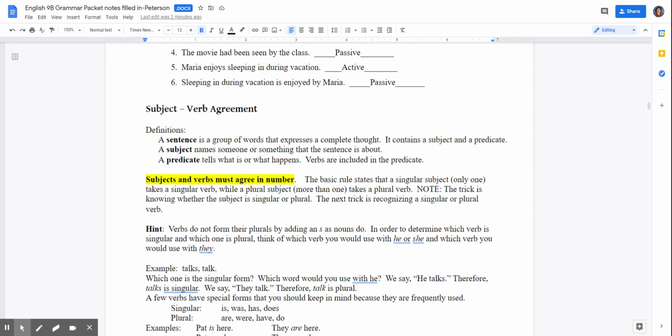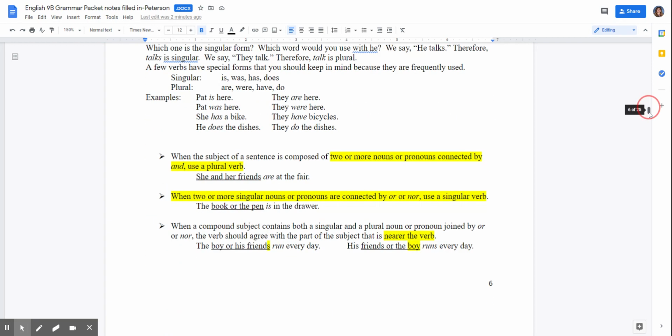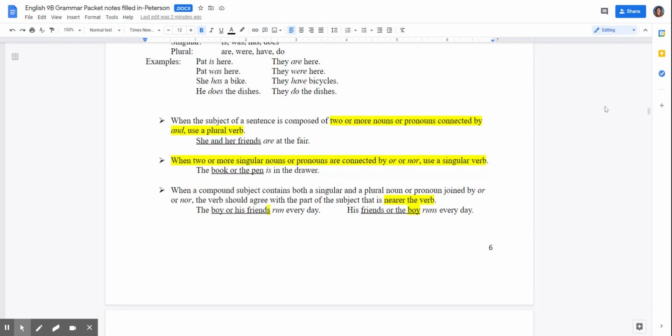A few verbs have special forms that you should keep in mind because they are frequently used. The singular is, was, has, and does. Plural are, were, have, and do. Here are some examples. Pat is here. They are here. Pat was here. They were here. She has a bike. They have bicycles. He does the dishes. They do the dishes.